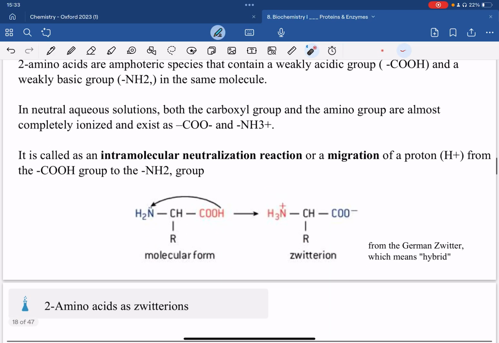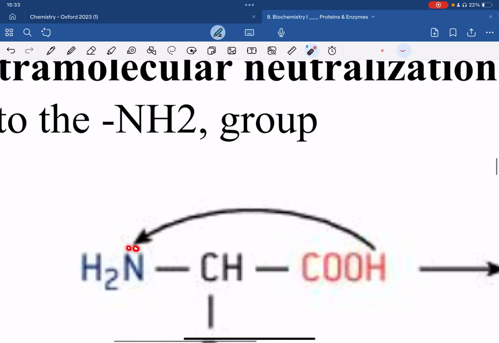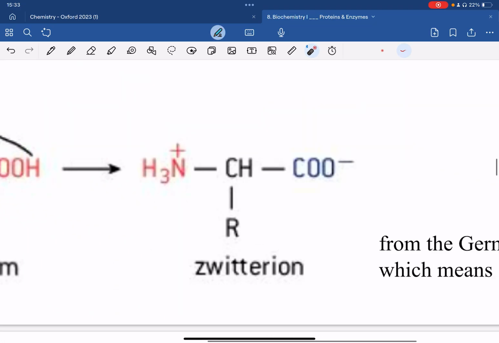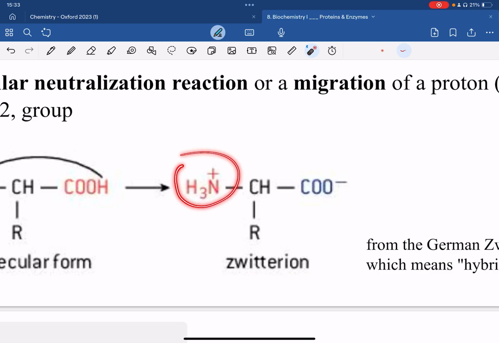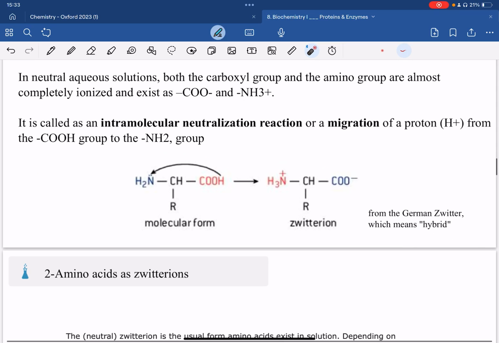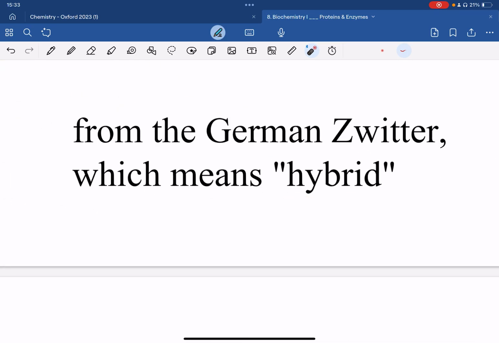So what's happening? We are having an intramolecular neutralization reaction, or migration. What does migration mean? Moving from one place to another place, in a zwitterion form. The hydrogen in the carboxylic acid group intramolecularly migrates to NH2. Especially, you see, we have a non-bonding pair in here, which creates NH3 plus and COO minus. This is a zwitterion form. A zwitterion is both cationic and anionic, which is called a hybrid. Hybrid means positive and negative, both.